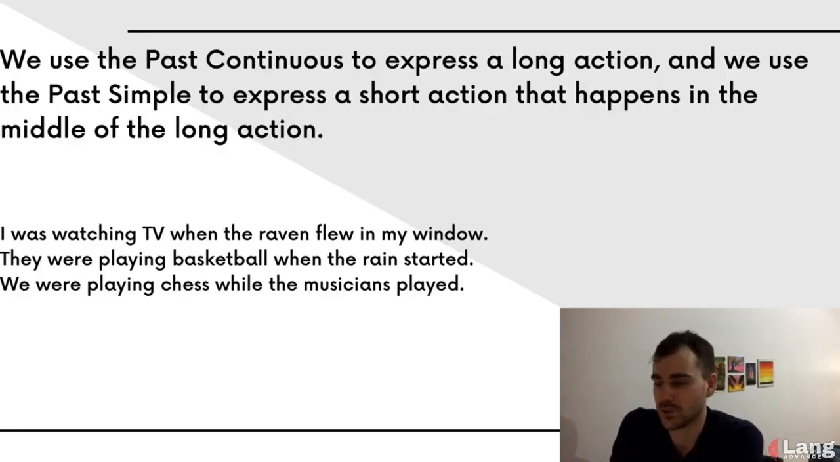We use the past continuous to express a long action, and we use the past simple to express a short action that happens in the middle of the long action. Here are some examples. I was watching TV when the raven flew in my window. Watching TV is the long action, and the raven flew in my window is a short action that happened in the middle of watching TV. So because of this, we use the past simple for fly. The raven flew.